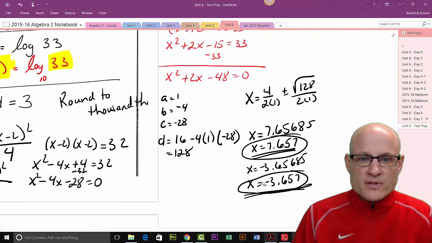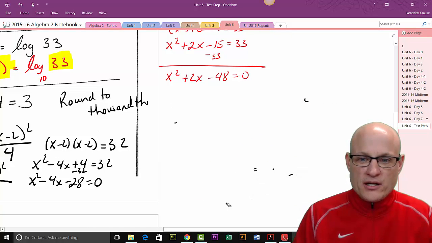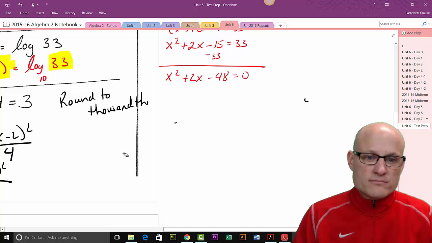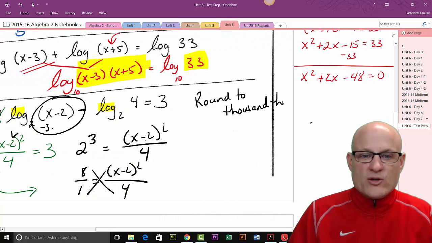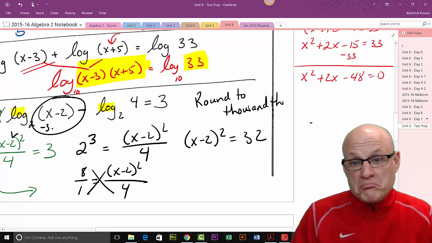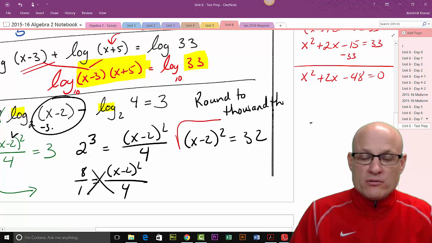What I also could have done is completing the square, and it would have been much easier because I could have done it back here. When I cross multiply here, won't I get x minus 2 squared equals 32? Sure. Now, if I want to, at this point, I just take the square root of both sides, put a plus or minus. So I get x minus 2 equals plus or minus the square root of 32.